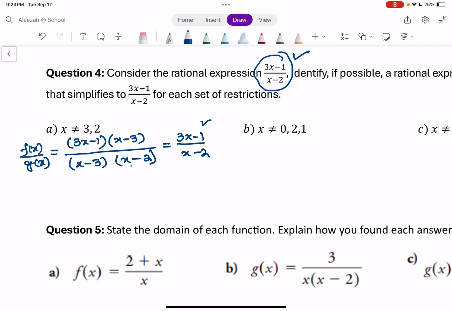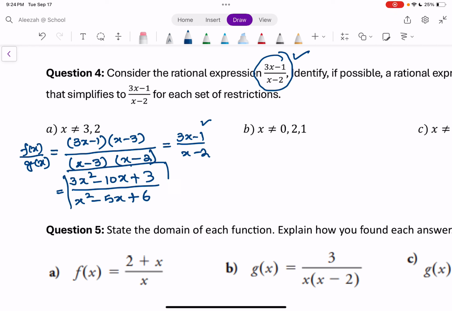And when you write your final answer, it's better if you just simplify it. So when you simplify it, when you multiply the two factors in the numerator, you will get 3x squared minus 9 minus 10x plus 3. And in the denominator, when you multiply these two, you will get x squared minus 5x plus 6. So that is my answer, right?